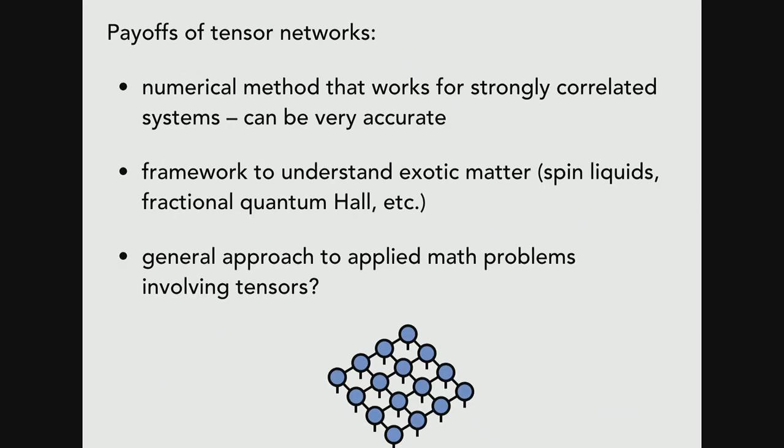Okay. And so the payoff of working with tensor networks is you get a set of numerical methods that you can apply to strongly correlated systems. So that's really interesting. It's not like starting from a weakly correlated system, like a Slater determinant, and then tacking on a few more. It's actually almost starting at the other end. In fact, these methods typically work better for strongly correlated systems than for weakly correlated systems. So it's complementary in that sense. But they actually work for both weakly and strongly correlated systems.